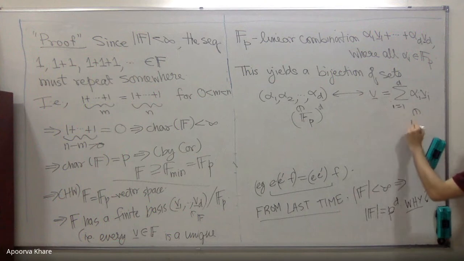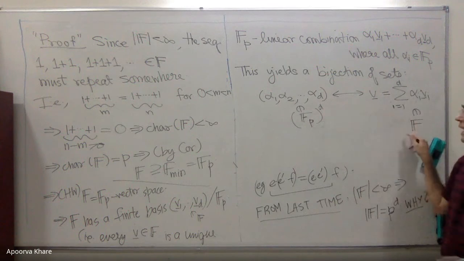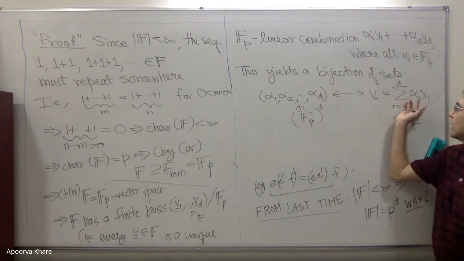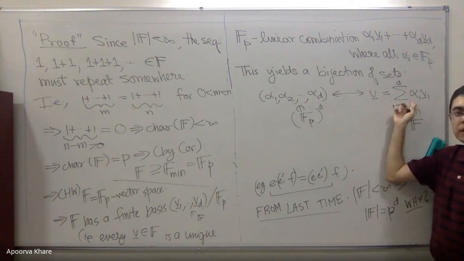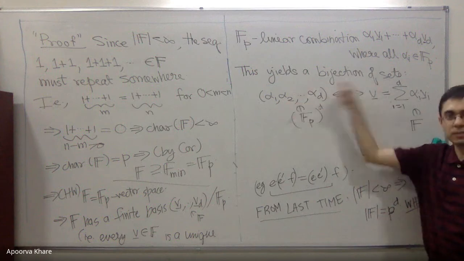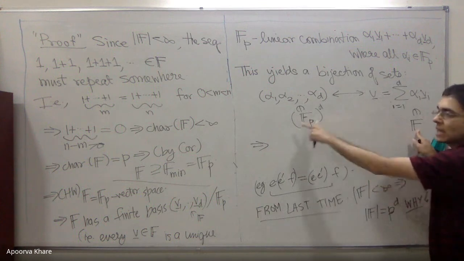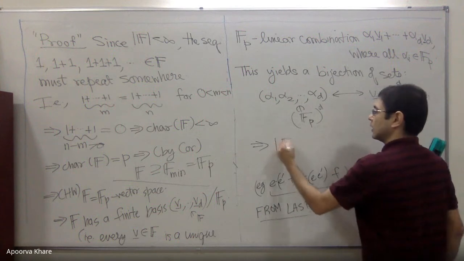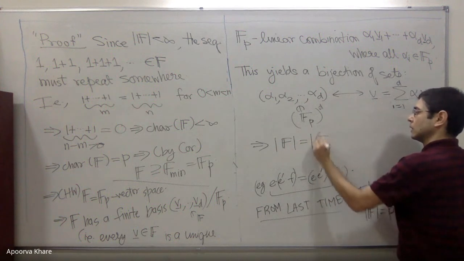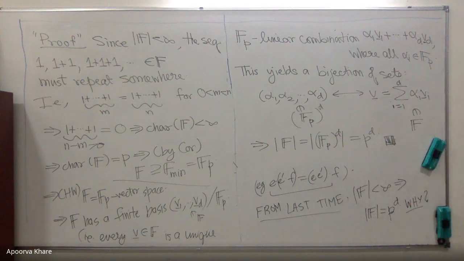And this is an element of the field F. This yields a bijection of sets between F^d and the field, because every tuple gives you a linear combination, and every linear combination is uniquely represented by a tuple. That's the bijection. But then this implies that these two sets are in bijection, so they have the same number of elements. And what is the number of elements here? It's precisely p to the d. That answers the question, why?